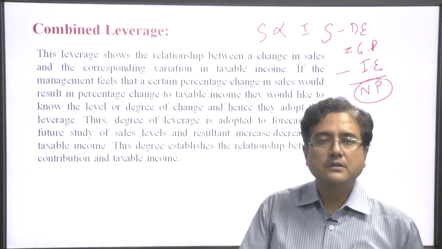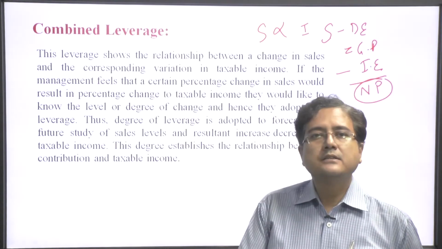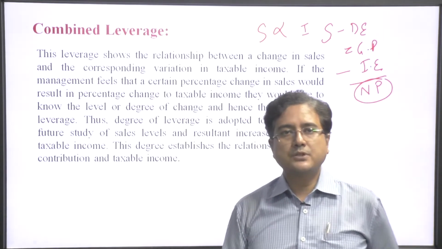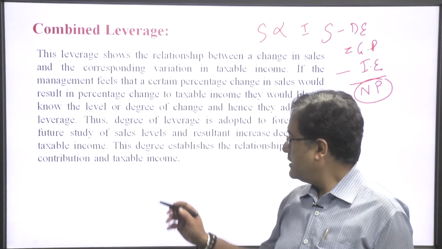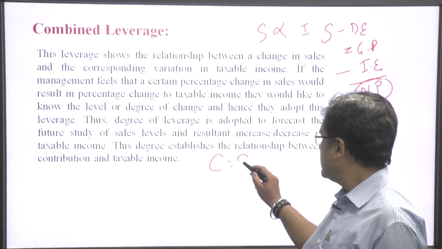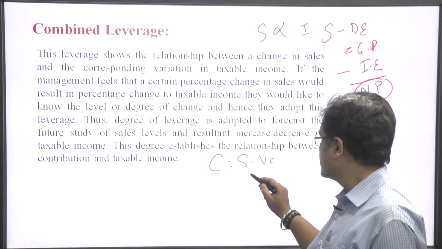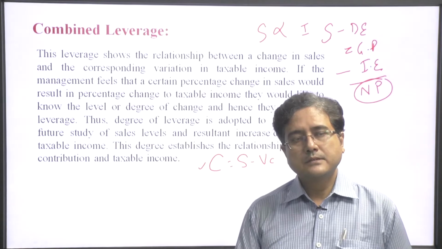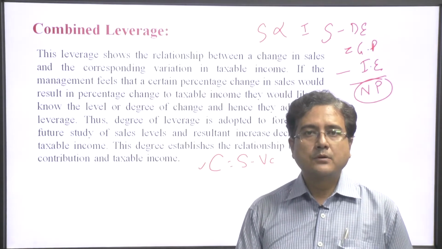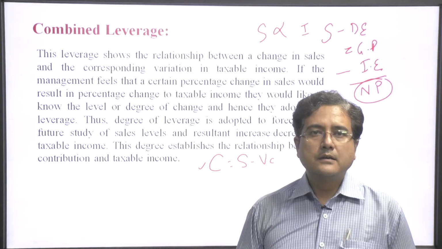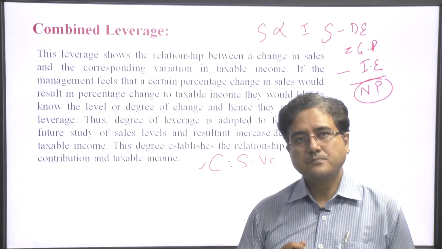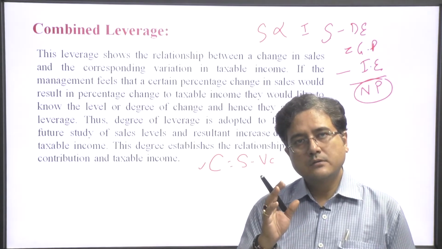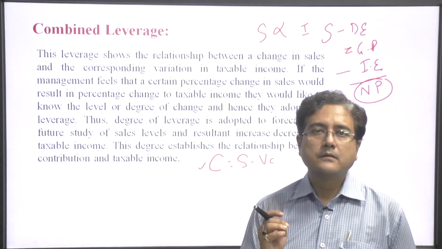So, what is contribution? We know that contribution is simply sales minus variable cost. So, contribution C equals sales minus variable cost, and this is a decision making point. This is a decision making point because if variable cost increases compared to sales, contribution moves downward.